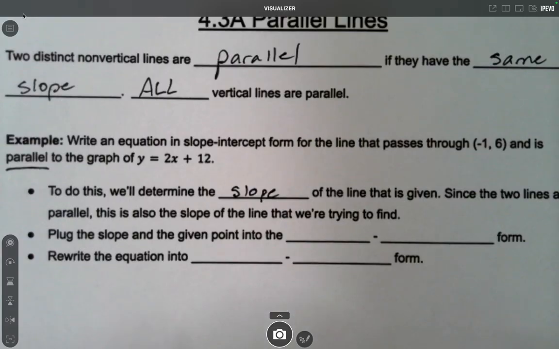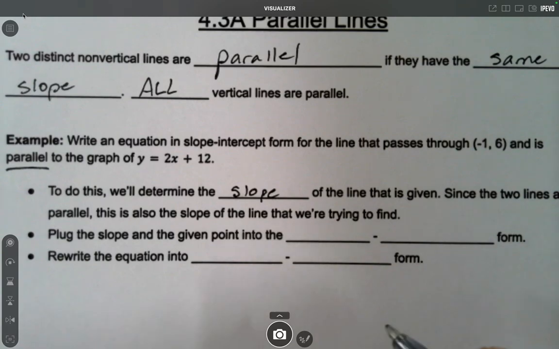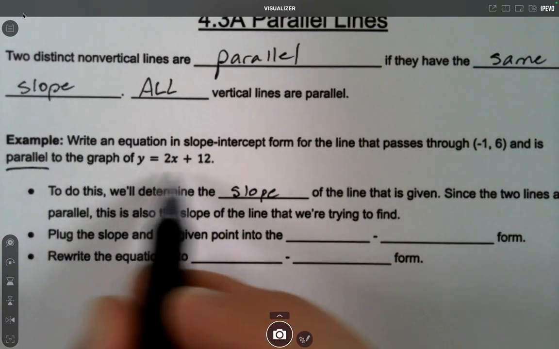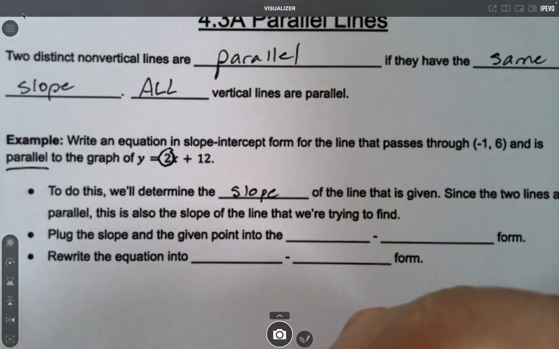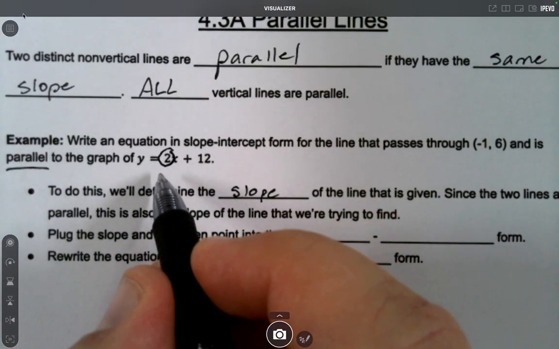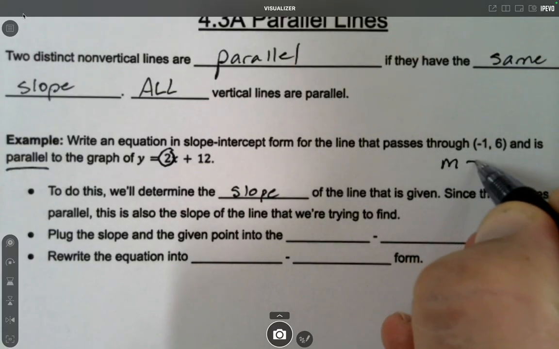Since the two lines are parallel, this is also the slope of the line we're trying to find. If I'm sounding repetitive, it's on purpose. Got to remember parallel means same slope. Since they gave us this equation in slope-intercept form, I know the slope is right here. So since the slope of this line is 2, the slope of the new line that's passing through this point is also 2.